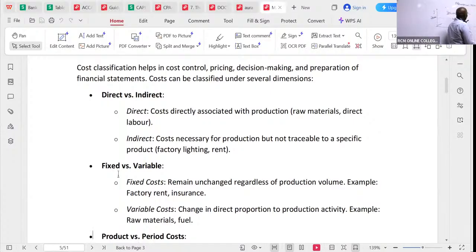Variable costs, as the name, ladies and gentlemen, suggests, are those costs that change. As output changes, they vary. Variable costs change as well. Variable costs are also known as direct costs.